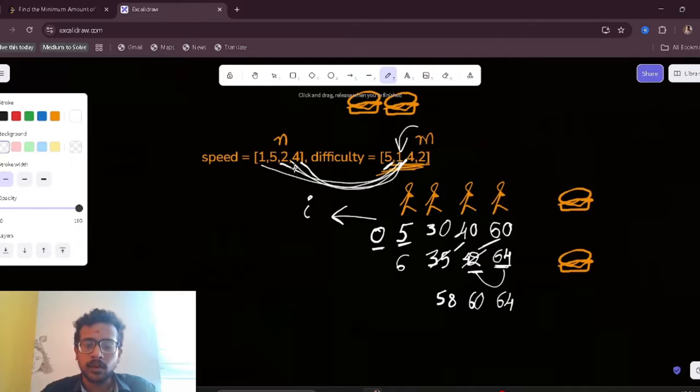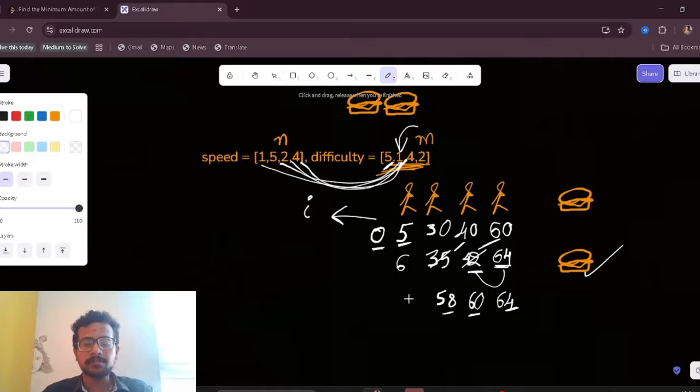Now I am getting only 1 into 5, which is 5. So why should I instead start with 6, 35, 42 and 64? So I would end at 64 making burger 1 by chef 3, and he would start at 60 and end at 64. This chef 2 will start at 58 and end at 60 for burger 1.